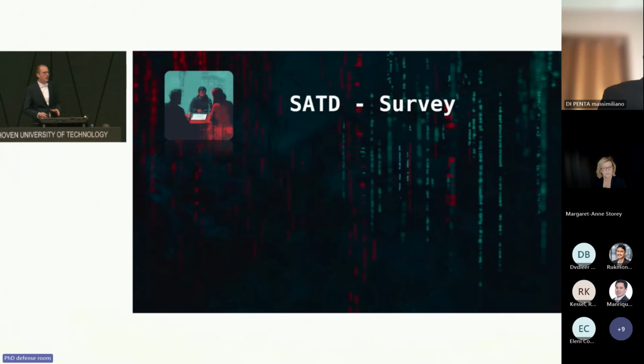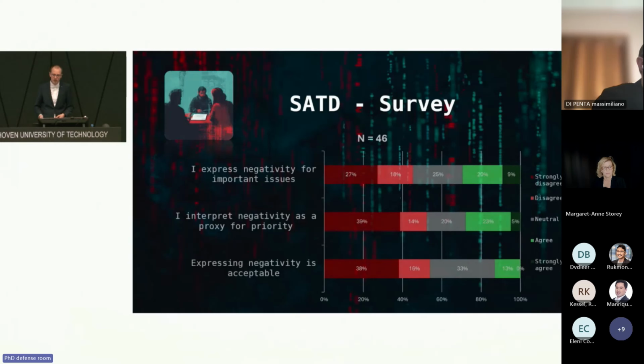We conducted a survey with 46 developers from open source and closed source backgrounds, and we asked them these questions. Do you actually write self-admitted technical debt that expresses negative emotions? Do you interpret negativity as a proxy for priority? Do you act based on the negativity that is used to describe self-admitted technical debt? And we found that between 25 to 30% of developers actually admit to doing this.